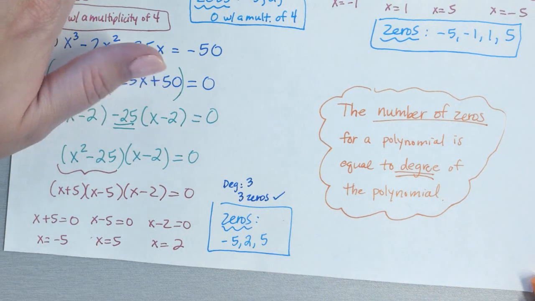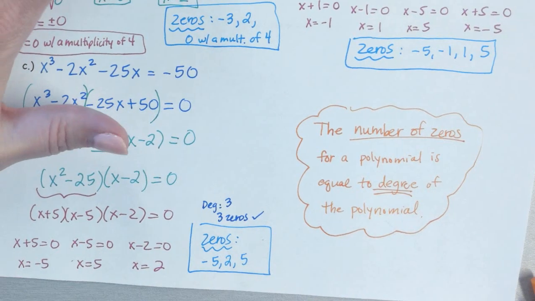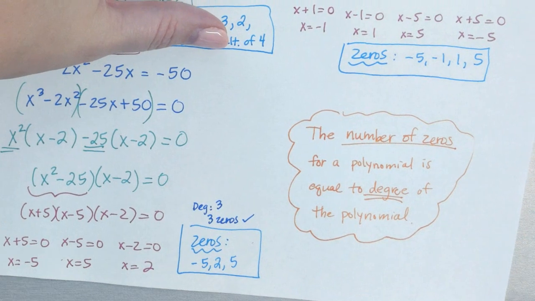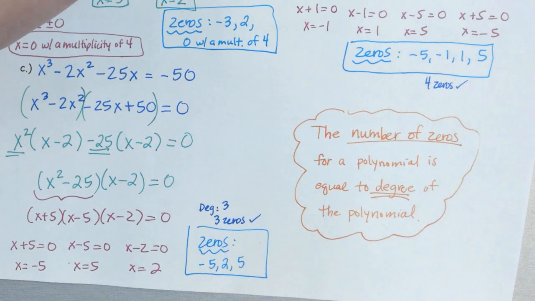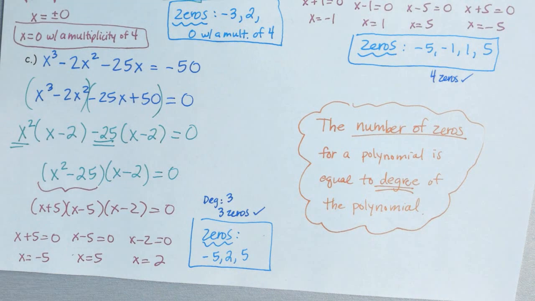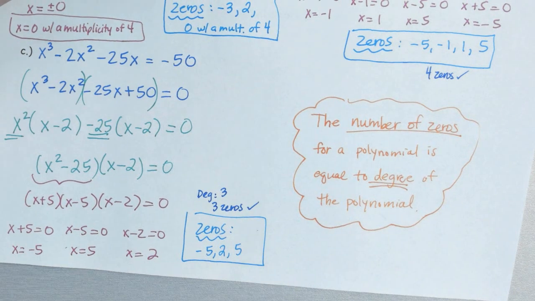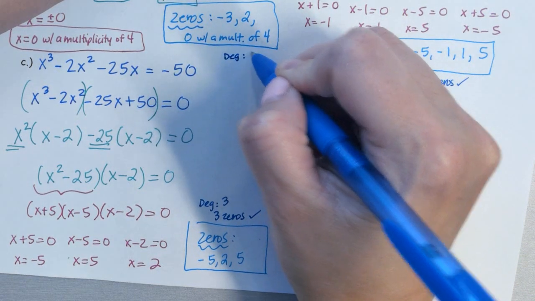Let's look at B. Okay, so how many zeros do we have for B? 4. Is that the same as the degree? Yep. That one checked. Yeah, now A is kind of funky, right? Okay, so what's the degree for A? Okay, so the degree is 6. Are there 6 zeros?